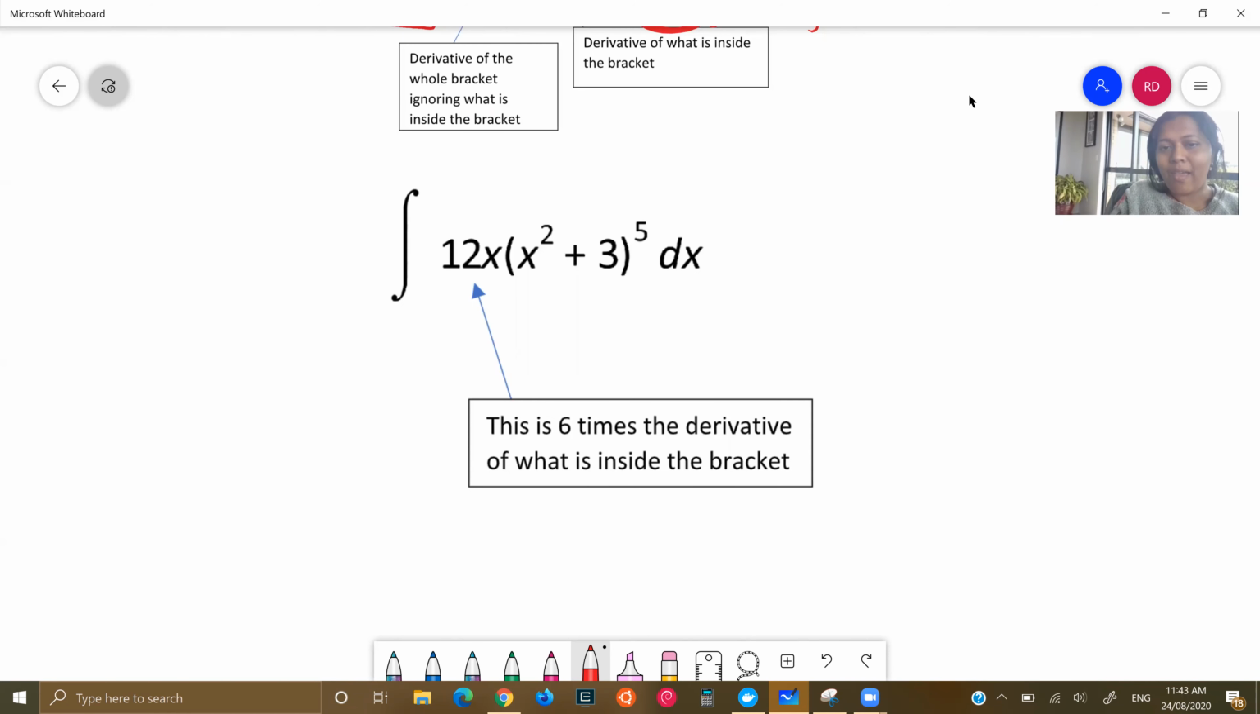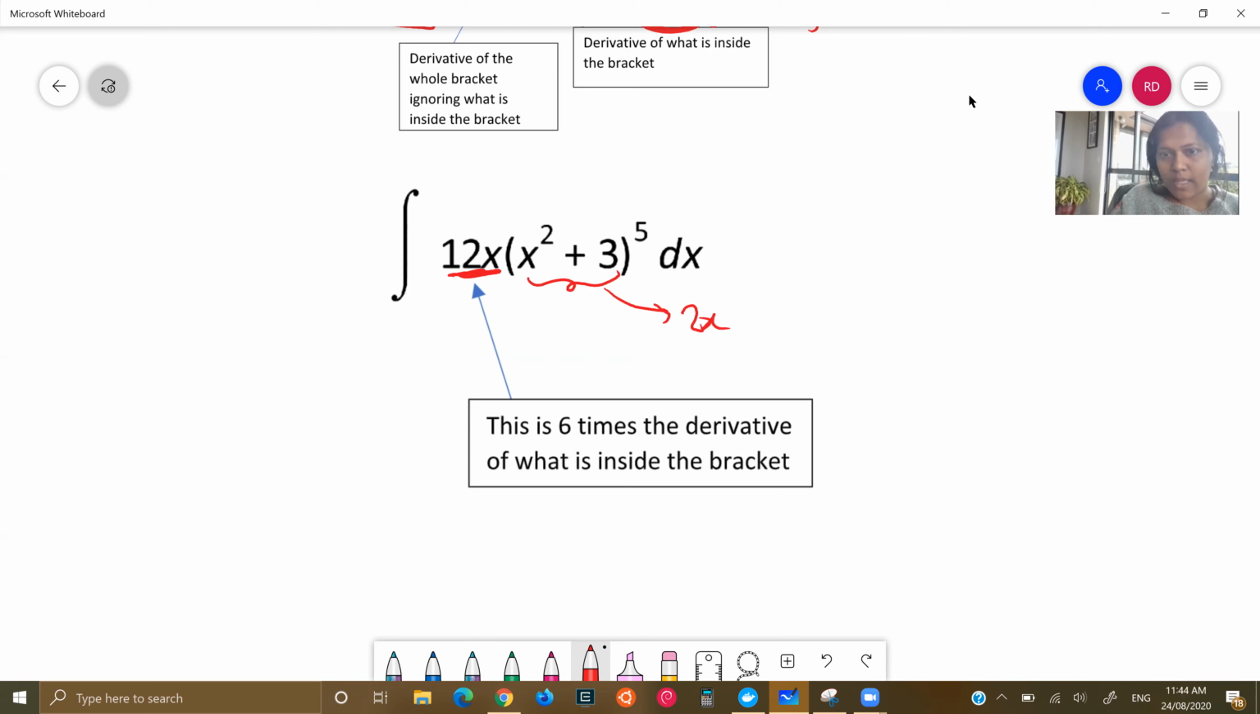So here we have x squared plus 3 to the whole power of 5. There are two things being multiplied, and I can't write this as a sum unless I expand it all and then break it up. What we can, however, do is recognize that the 12x is a multiple of the derivative of what's inside. If you differentiate what's inside, you get 2x. So I can see that 12x is basically 2x times 6.